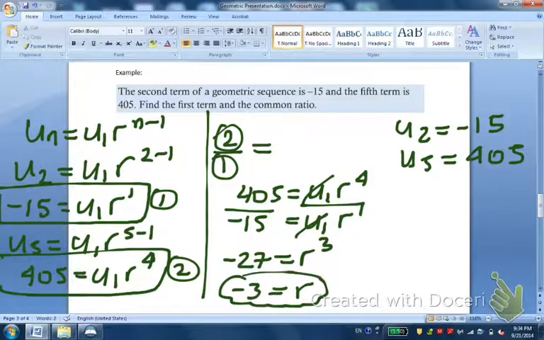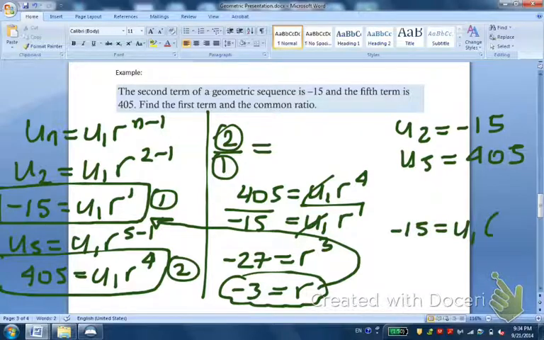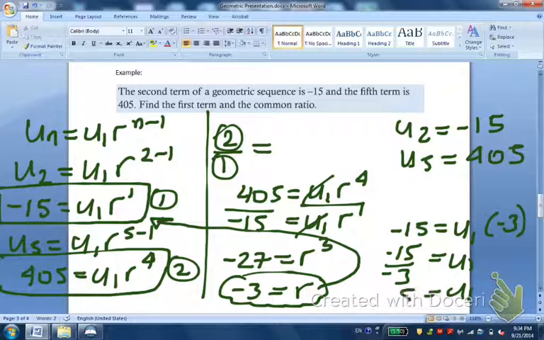There's our r value. And in order to find the first term, we can use this r value in one of the two equations, either 1 or 2. The easier one is obviously equation 1. So we can plug it into equation 1, and we have negative 15 is u1 times negative 3. So u1 is negative 15 over negative 3. U1 is 5. This is a pretty good question. Easily you can see this question on an IB exam.